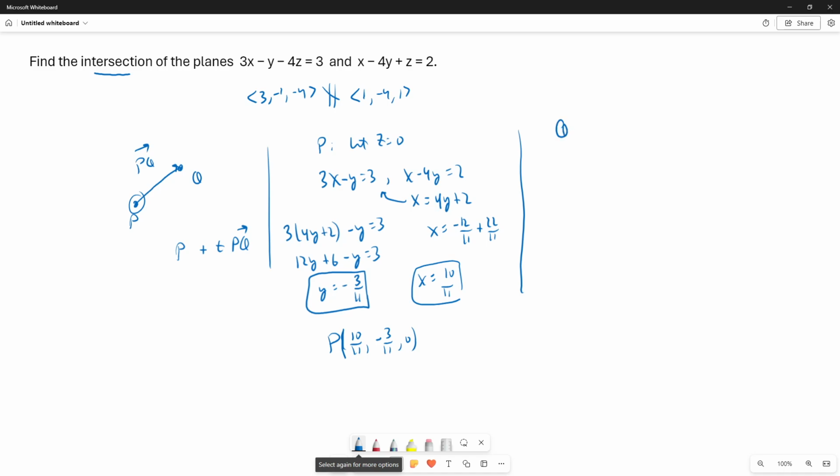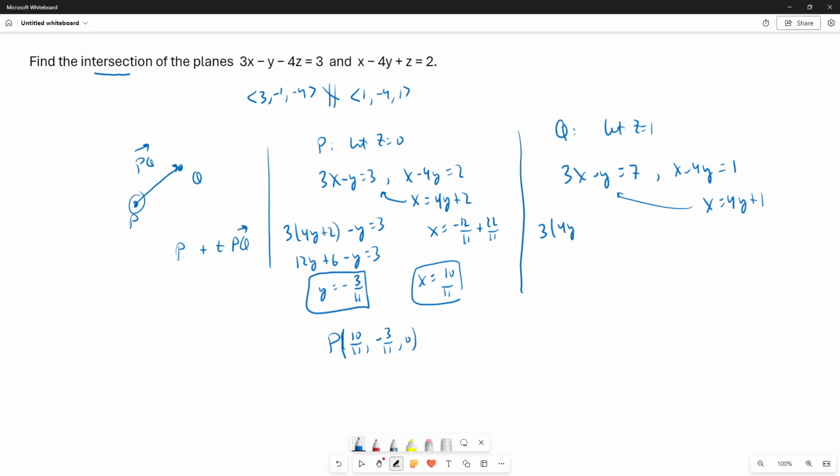Okay, let's find the point Q. We'll just pick another value for z. Let z equal 1. Then the first equation becomes 3x minus y minus 4 equals 3, so equals 7 if we put the 4 over there with the 3. And x minus 4y equals 2 minus 1, which is 1. So another linear system. Let's solve this one for x again. x equals 4y plus 1.